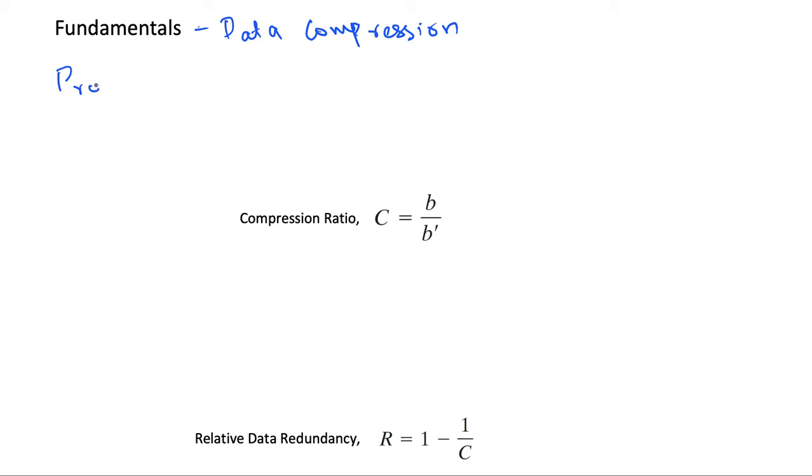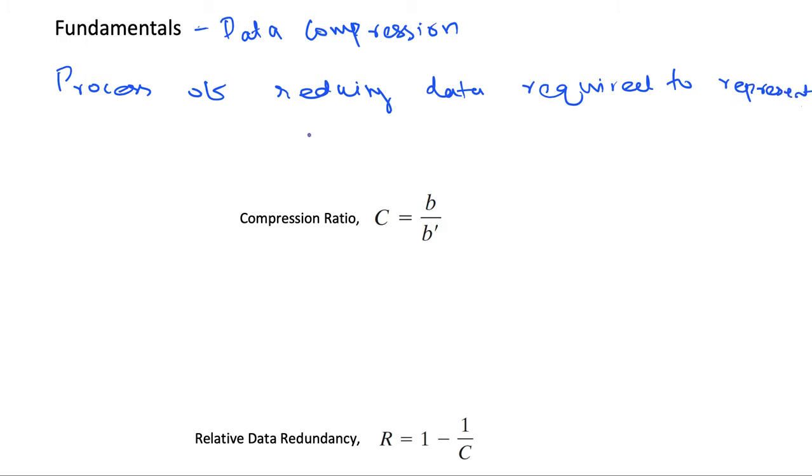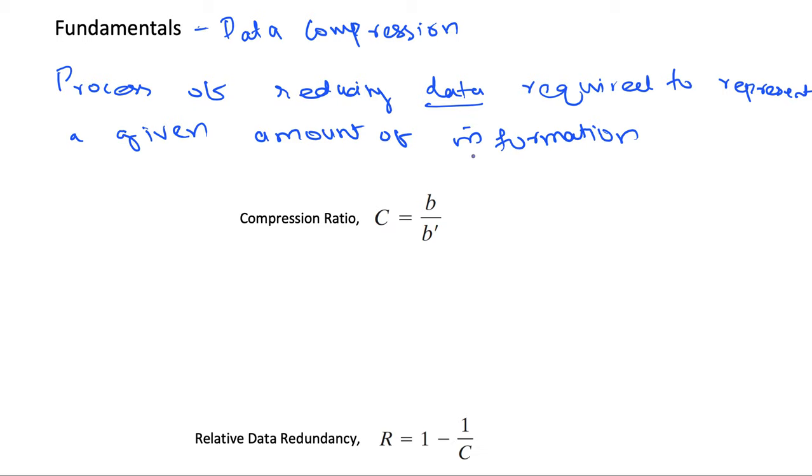Data compression is the process of reducing data required to represent a given amount of information. So we are talking about two different terms here. One is data, another one is information. We may have used these two terms interchangeably, but in this definition, these two terms have their own specific meaning. So data is something that we use to represent information.